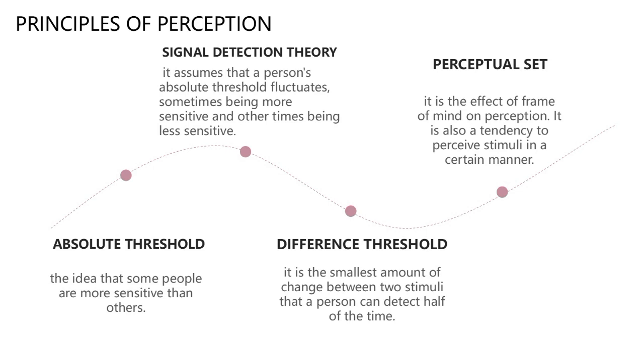Signal detection theory. It assumes that a person's absolute threshold fluctuates, sometimes being more sensitive and other times being less sensitive, depending on the cost of failing to detect the stimulus. Difference threshold. It is the smallest amount of change between two stimuli that a person can detect half of the time. Perceptual set. It is the effect of frame of mind on perception. It is also a tendency to perceive stimuli in a certain manner.